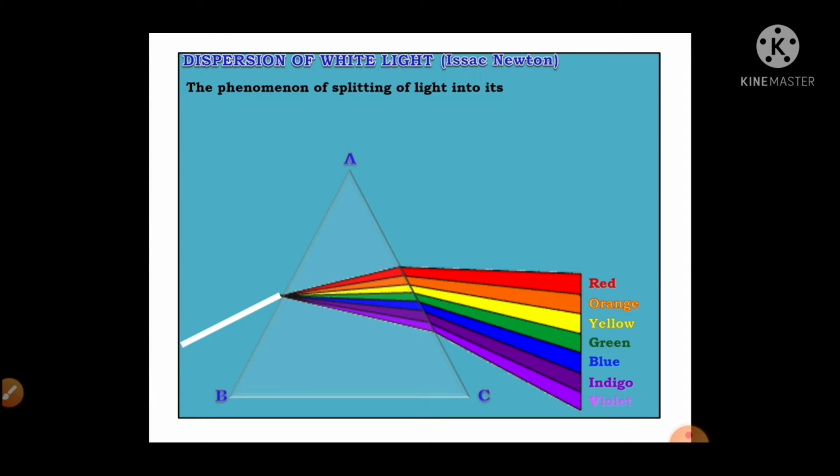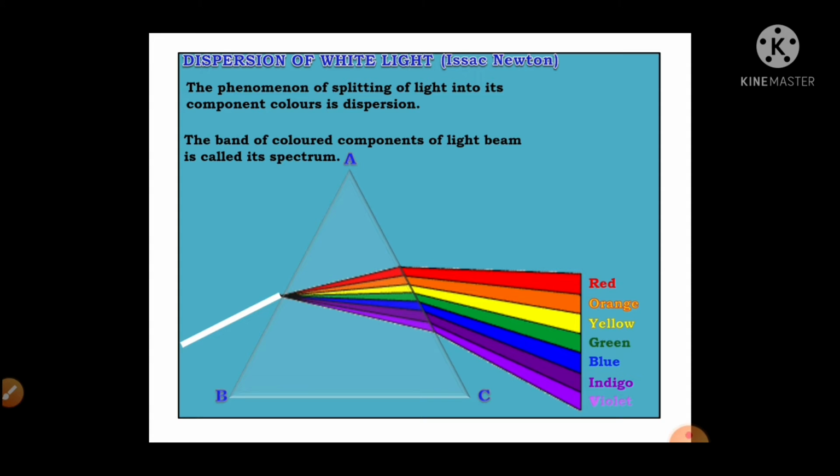So the phenomenon of splitting of light into its component colors is dispersion. Definition can come in examination. What is dispersion? The phenomenon of splitting of light into its component colors is called dispersion. The band of color components of a light beam is called spectrum. तो स्पेक्ट्रम क्या होता है कि ये पूरे बैंड ऑफ कलर को हम लोग स्पेक्ट्रम बोलते हैं. Two things you should just remember: one is dispersion and one is spectrum.